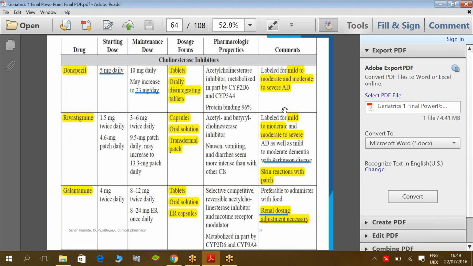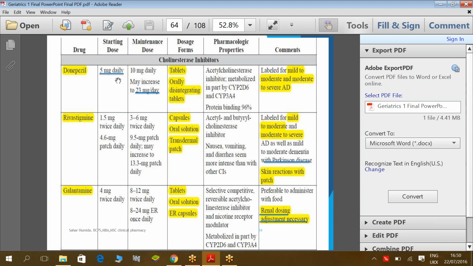So if I am stopping the enzyme which breaks down acetylcholine, then I am increasing the acetylcholine in the body. What are the cholinesterase inhibitors? They are donepezil, rivastigmine, and galantamine. Rivastigmine is available in tablet form and as an orally disintegrating tablet. It is used for mild to moderate Alzheimer's disease.